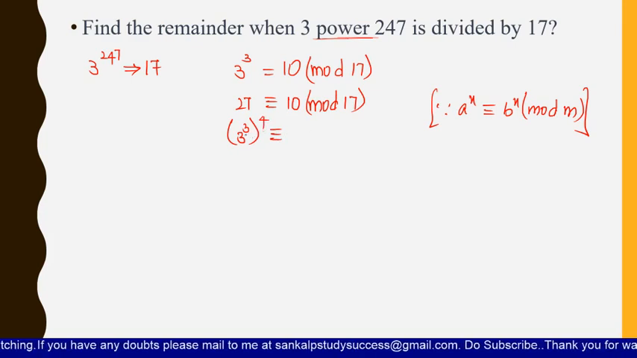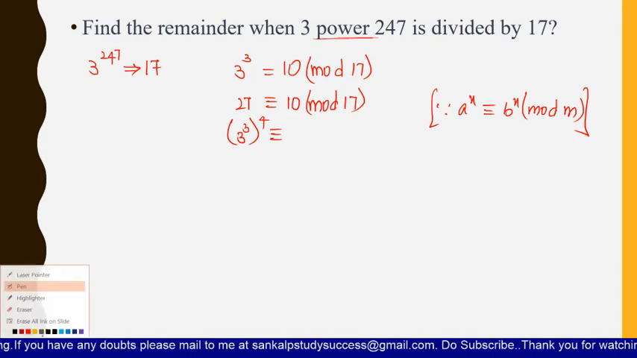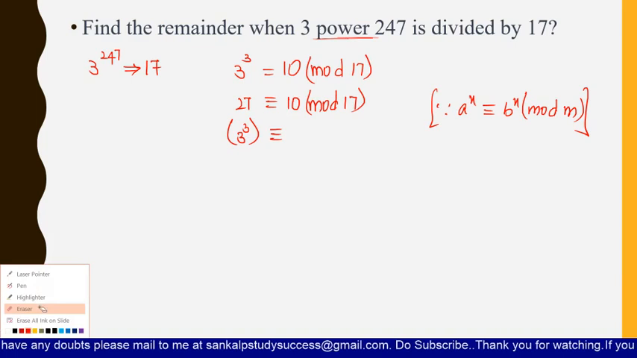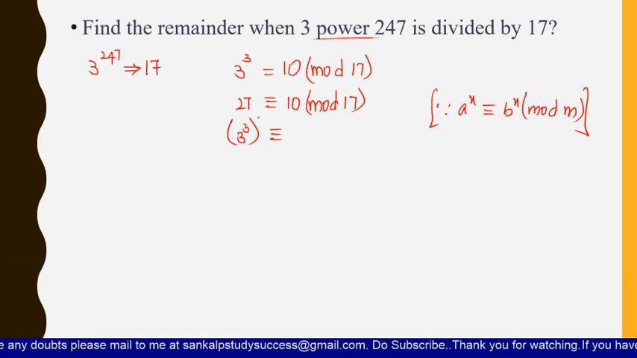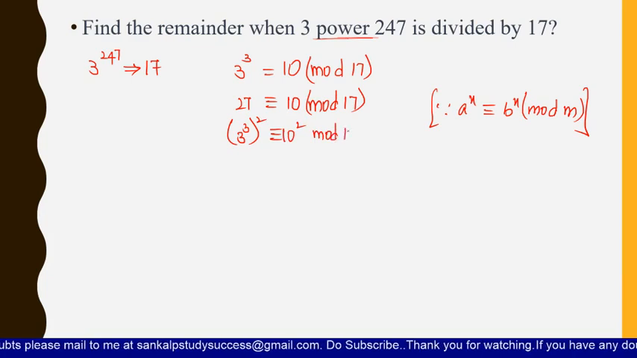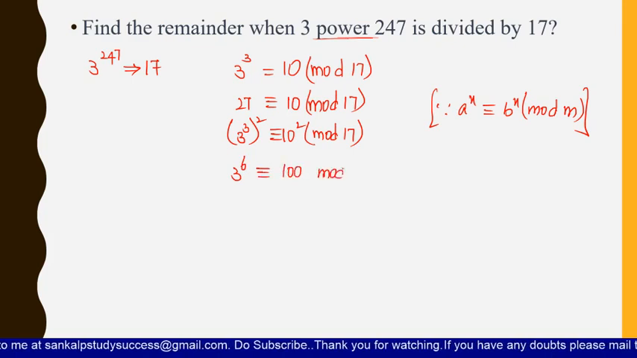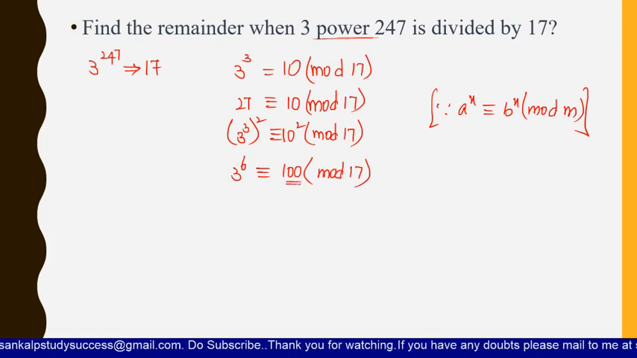Now we will just square on both sides. We'll just square it here. That means what? 3 cube whole square is equal to 10 square mod 17. That means we will get 3 to the power of 6 is congruent to 100 mod 17, right? Again, this 100 can be simplified, right? How can you simplify 100?